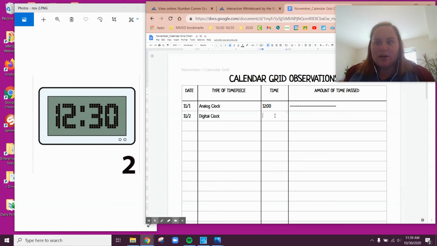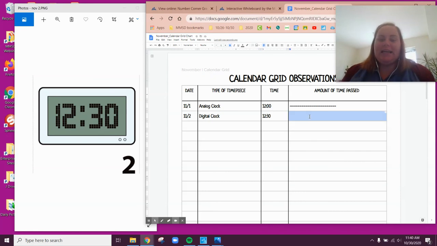Ooh, on a digital clock, that might be a little bit easier. What time do you see on our digital clock? I hope you said 12:30. So that means it's 12:30. That might mean it's lunchtime, 12:30. That also might mean it's really late at night, right? It's dark out and you're probably asleep.